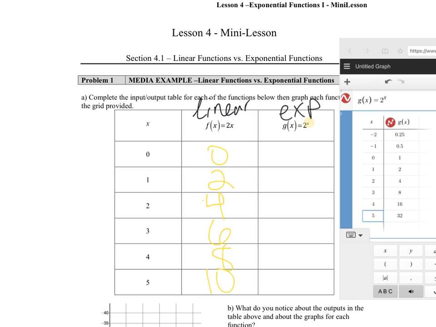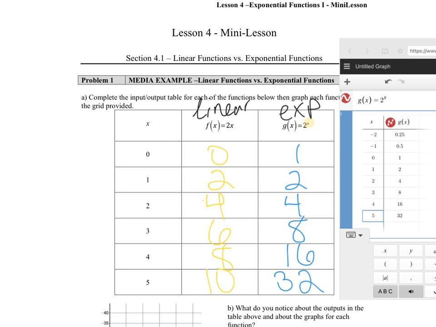So I'm going to fill in at 0, I'm at 1. At 1, we're at 2. At 2, it's at 4. At 3, it's at 8. At 4, it's at 16. And at 5, it's at 32.